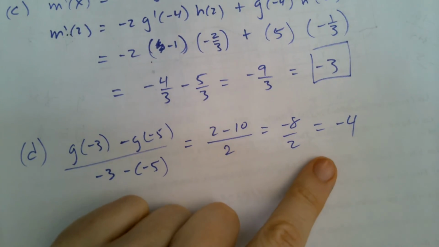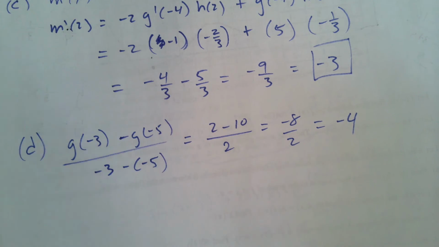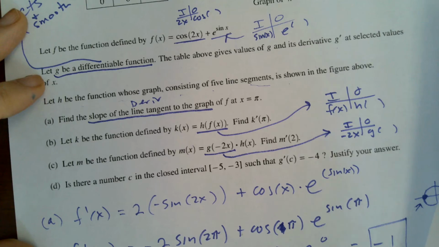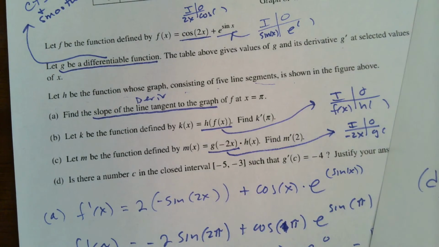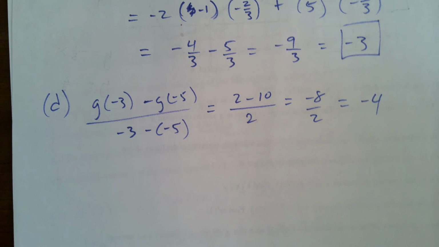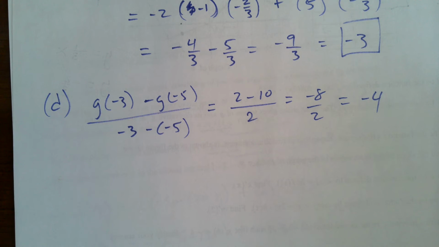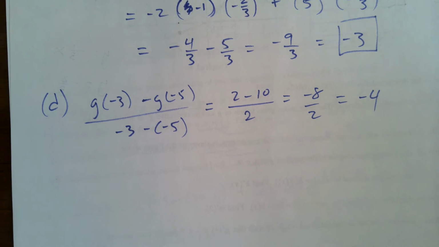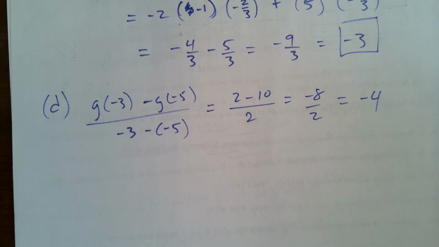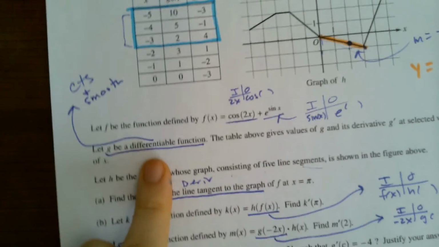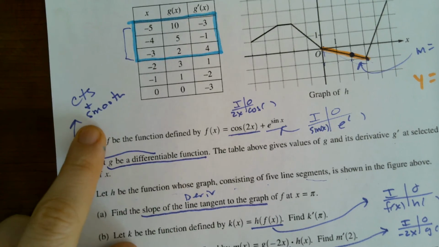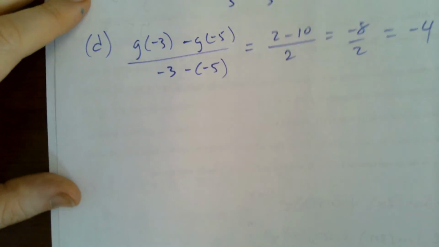The conclusion of the mean value theorem says, well, now we have to go into it. For the mean value theorem, I need to say that the function g is continuous on the closed interval from -5 to -3. And then I need to say that it's differentiable on the open interval. At the beginning, guys, they said let g be a differentiable function. That means continuous and smooth.